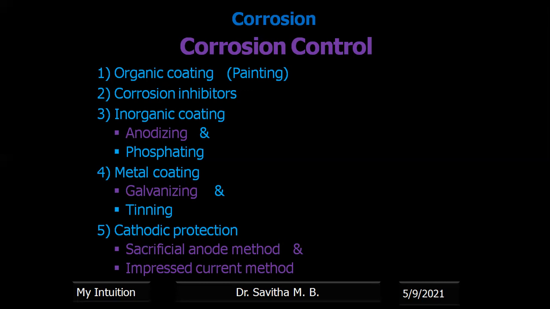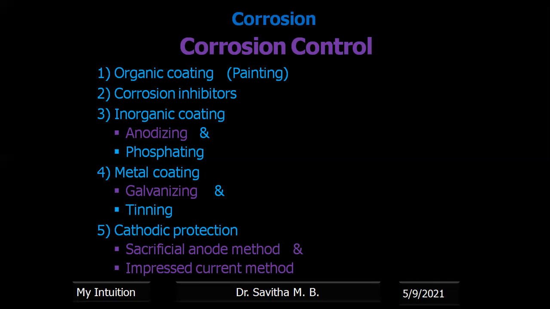You must have seen painting, right? Painting is also creation of a barrier. Artificially you are applying a barrier paint, which separates or isolates the underlying metal, that is the base metal, so that the base metal is not exposed to the environment. It acts as a barrier. The first method is proper selection and proper design.